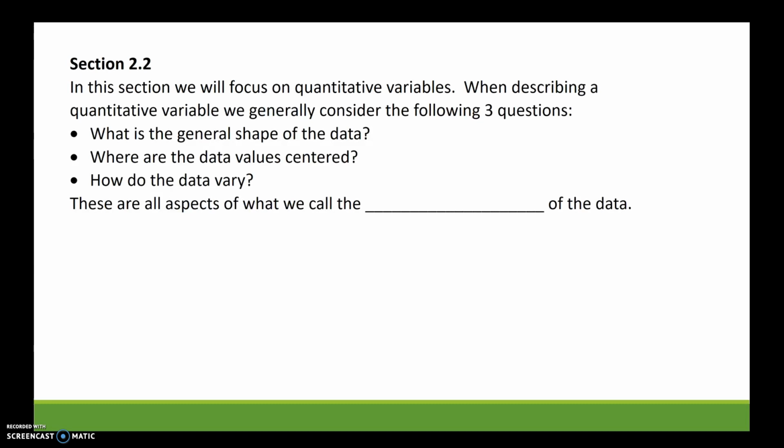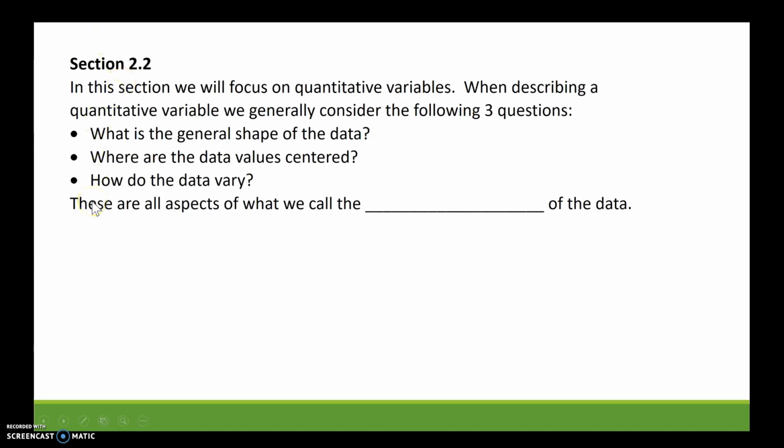Usually what we're going to do is collect data from that sample. So if we're going to use the data from the sample to say something about the population, we need to be able to summarize that data. In section 2.1, we're going to look at how to summarize categorical data. In 2.2, we're going to focus on what are called quantitative variables.